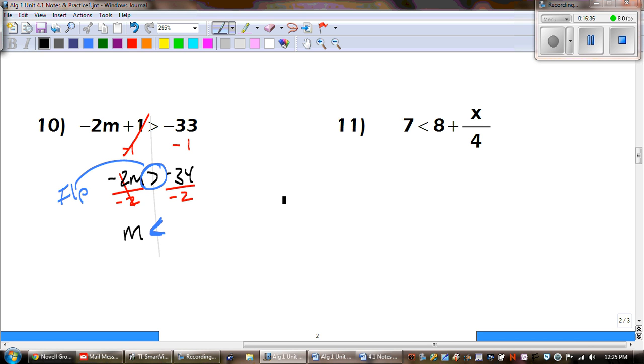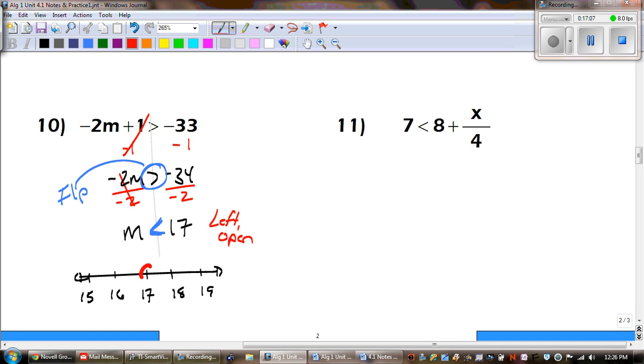Okay, so the m is still on the left. Negative 34 divided by negative 2 is a positive 17. Okay, so 17 goes in the middle. I go 2 numbers above and 2 numbers below. Okay, it's less than, which means we shade to the left, and it's open. Okay, number 11.